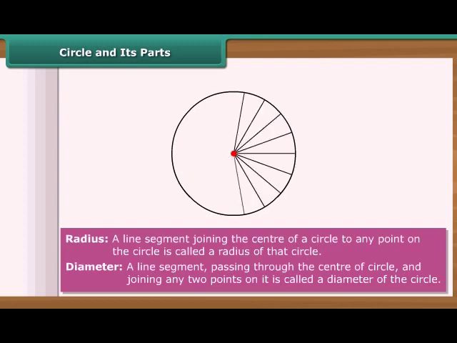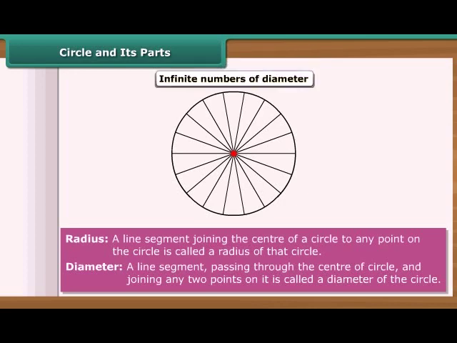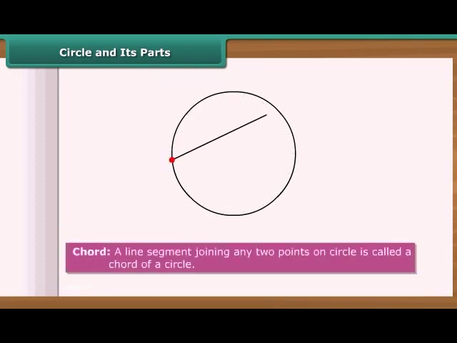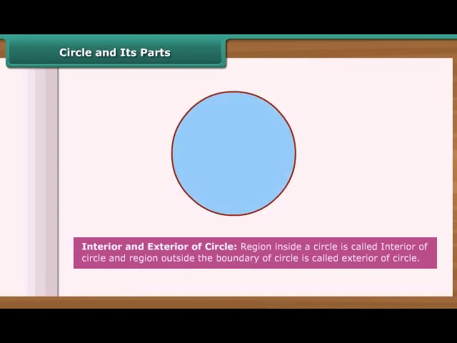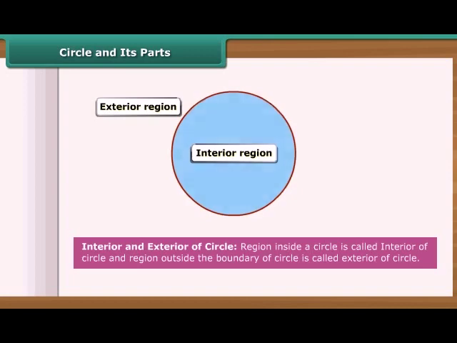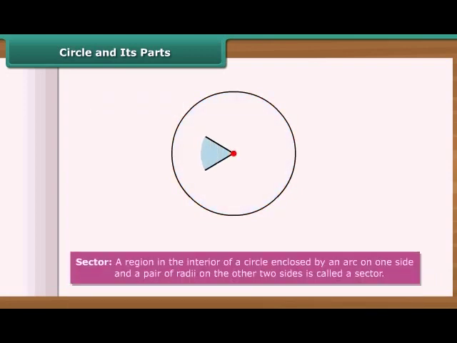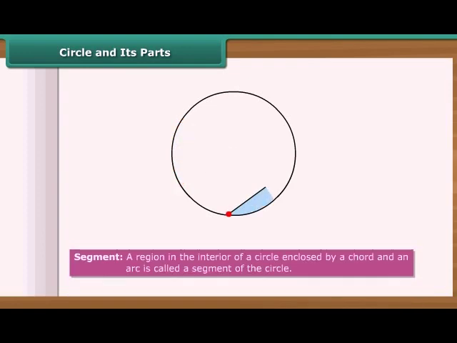There can be an infinite number of radii for a given circle. Similarly, there are infinite numbers of diameters for a circle. The line connecting two points on a circle is a chord. Like any other closed figure, a circle has interior and exterior regions. The region inside a circle bounded by two radii and an arc of the circle is called a sector of the circle. Similarly, there is a portion bounded by a chord and an arc of the circle which is called a segment of the circle.